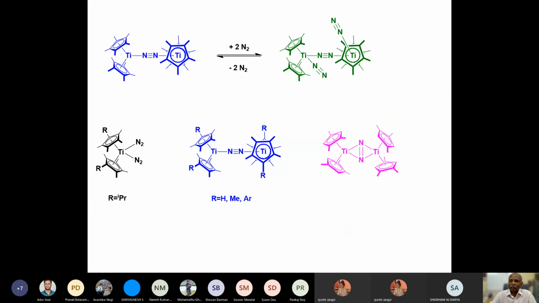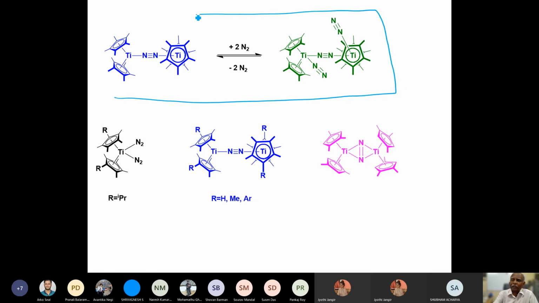Of course, Paul Chirik's group has a huge number of complexes, and some of them are pictured here, which are in fact so flexible that even the pressure of dinitrogen in the solution is capable of interconverting the molecule from a mono dibridging dinitrogen to a bis dinitrogen complex. Here you have three dinitrogens coordinated to two titanium cyclopentadienyl molecules, and it's in equilibrium with one which has only one dinitrogen.